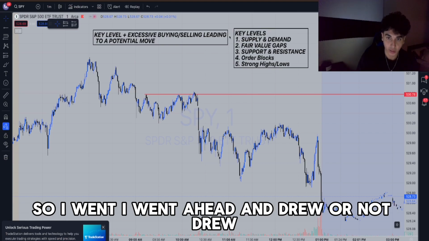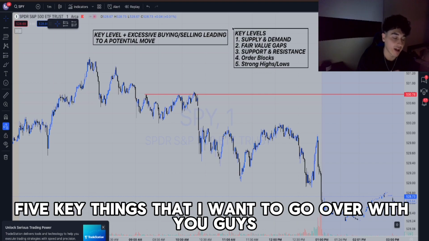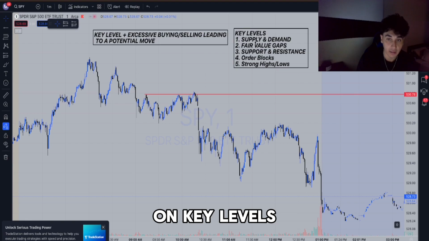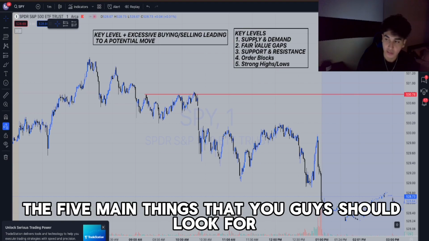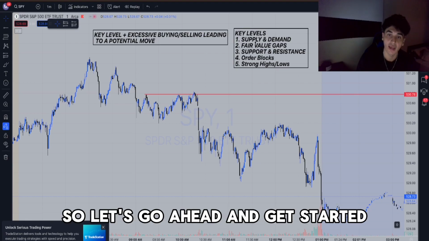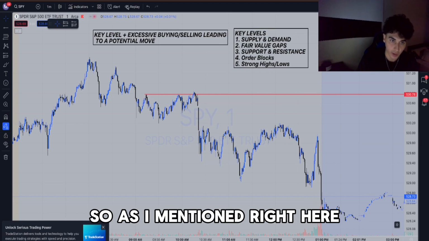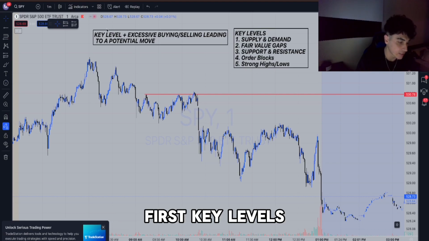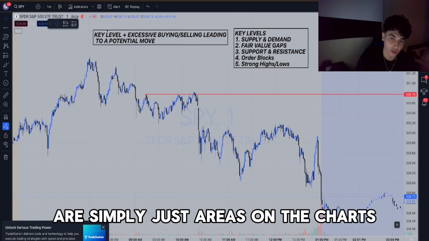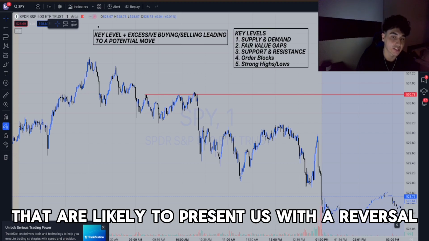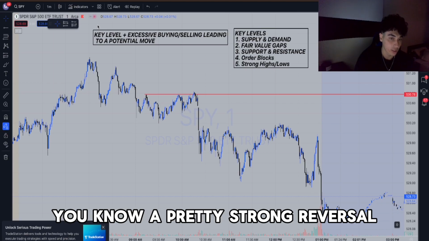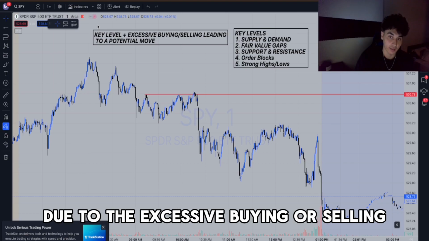So I went ahead and labeled out 5 key things that I want to go over with you guys on key levels, the 5 main things that you guys should look for. So let's go ahead and get started. As I mentioned right here, first, key levels are simply just areas on the charts that are likely to present us with a reversal, a pretty strong reversal due to the excessive buying or selling.